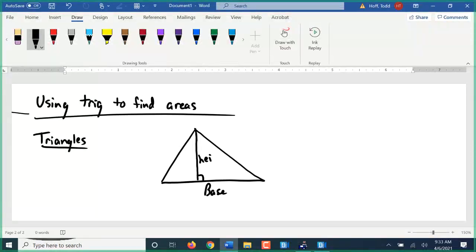So anyway, the area of that triangle is the base times the height divided by 2. Or some of you may have learned the formula as 1/2 base times height. It comes out to the same result.